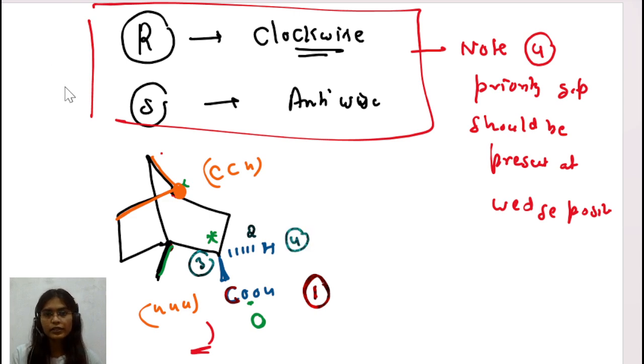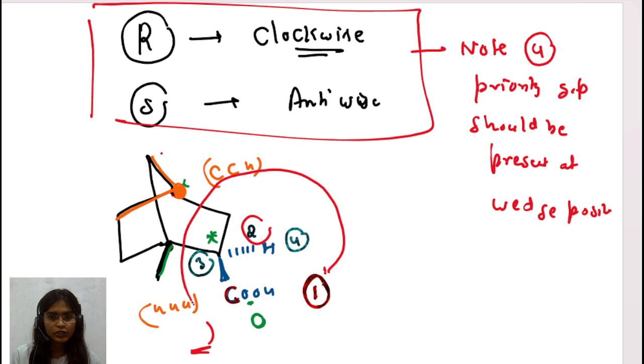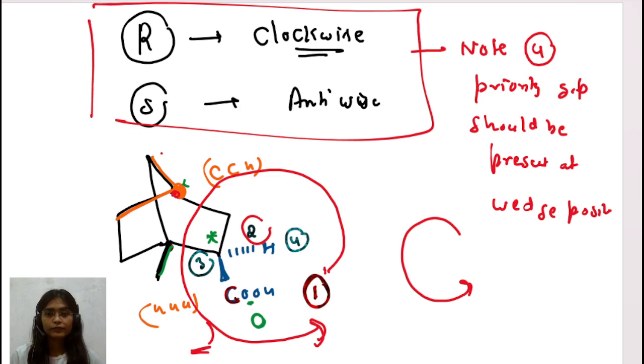Now let's rotate the plane here. This is my 1, this is my 2, and this is my 3. So this is the direction, 1, 2 and 3. Is it clockwise or anti-clockwise? Maybe you are getting your answer now, because many students answer this question as R. It's not correct. So what is the correct answer here? This is anti-clockwise. If this is anti-clockwise, it is going to be S.